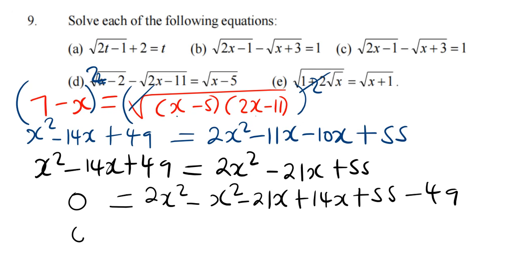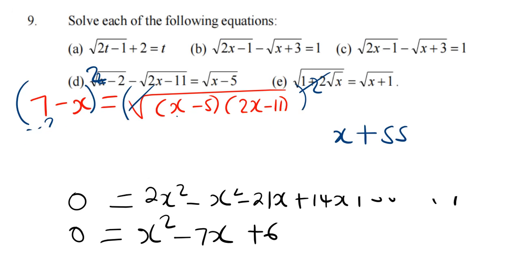So in this case, 0 will be equal to 2x squared minus x, that is just x squared. Then negative 21x plus 14x, that is negative 7x. Then 55 minus 49, that is a 6. Alright, so this is what we have.